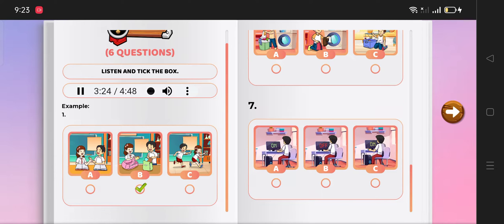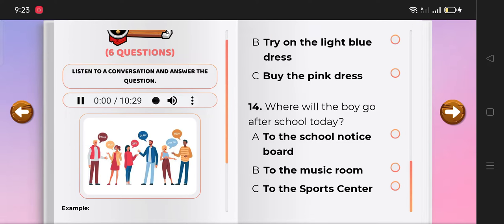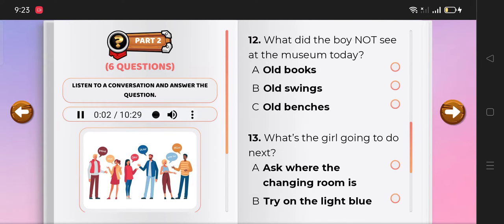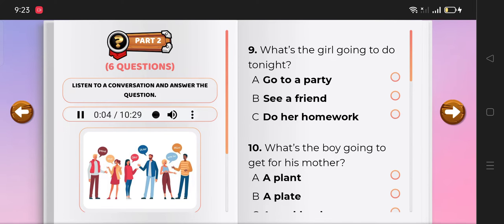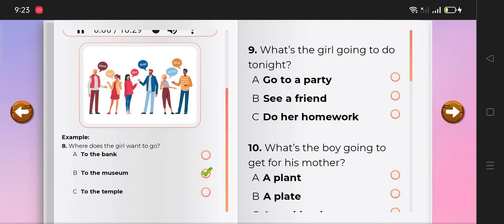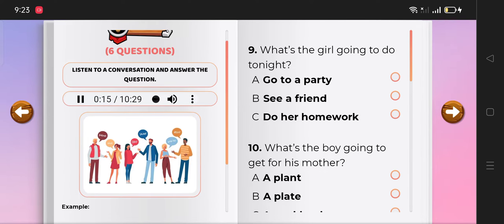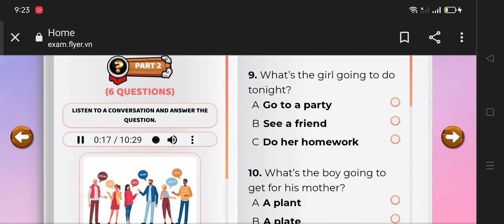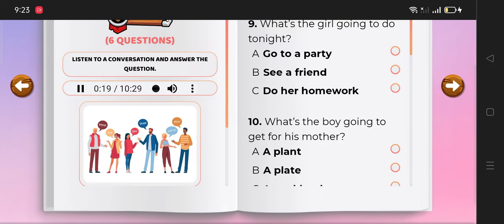What did the teacher tell the students to do? Part 2. Listen to the conversation and answer the question. Let's do an example. Number 8. Listen to the conversation between the boy and the girl. Listen for the answer to this question. Where does the girl want to go?